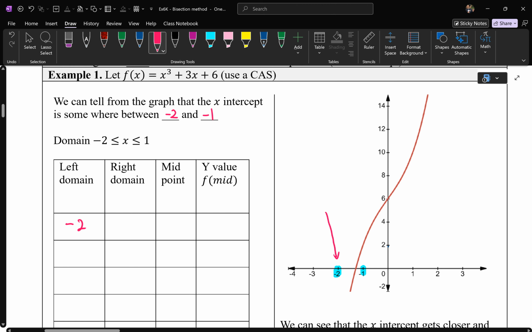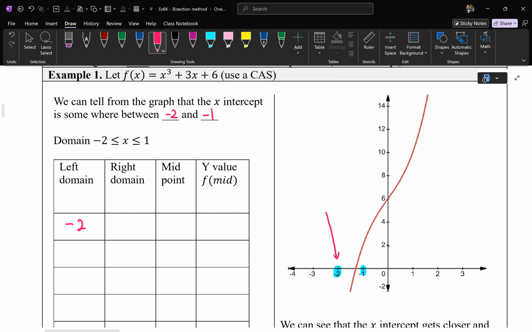All right, we're back. Here we go. On the left domain, so on the furthest left side, we write -2. On the furthest right side, we say -1. Then we find the midpoint. We find the middle of -2 and -1. We find where the middle is.